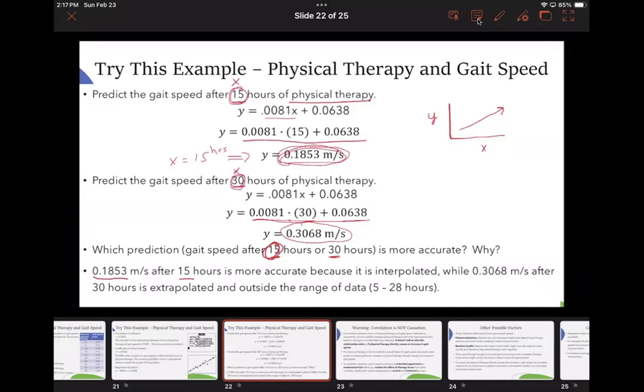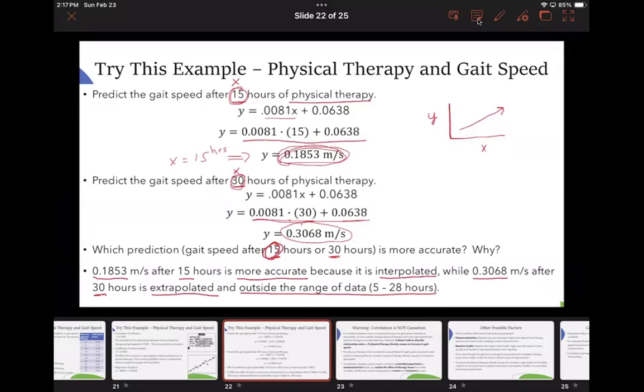0.1853 after 15 hours is more accurate because it is interpolated. 0.3068 after 30 hours is extrapolated outside of the range of data, and that makes it less predictable.